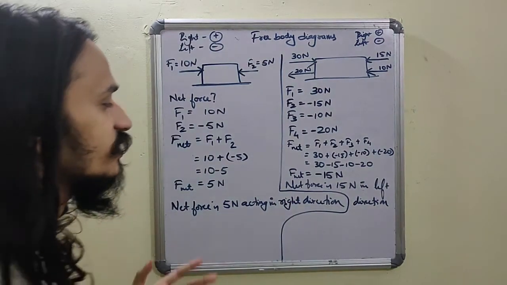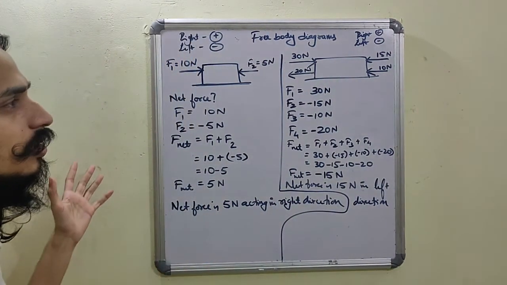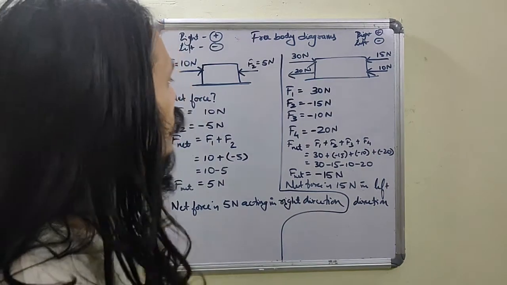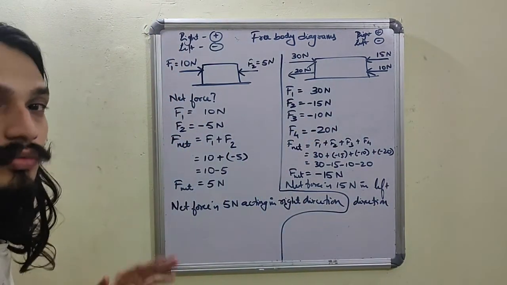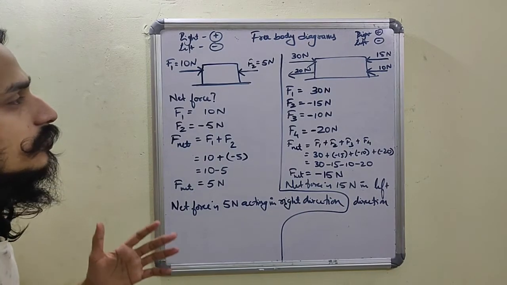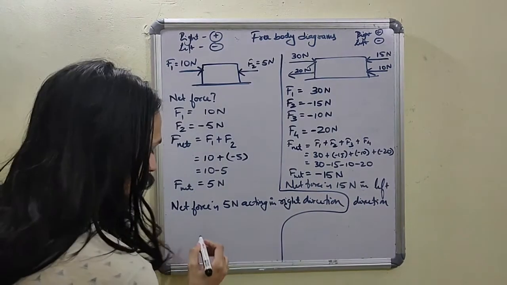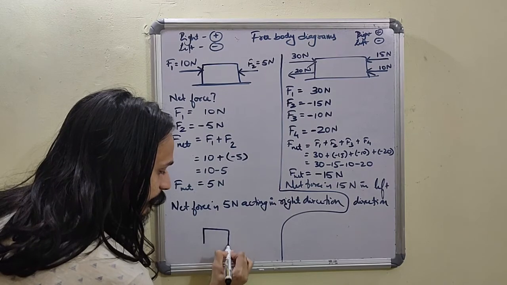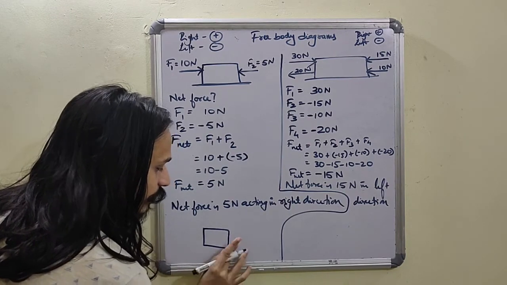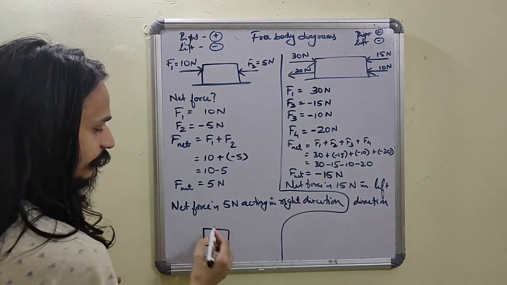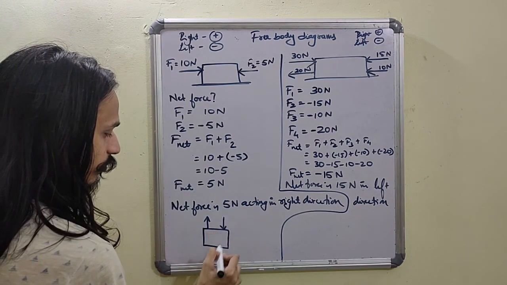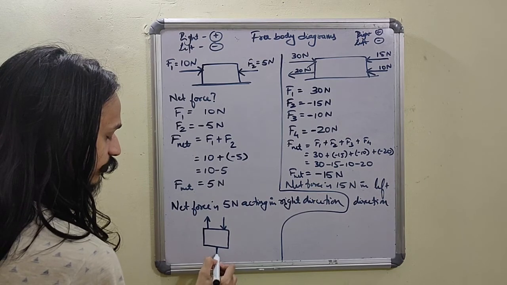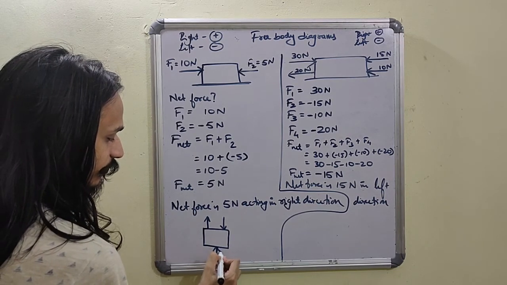So it's a very simple topic, free body diagrams. Like how we have seen left and right, we can also do up and down. So you can probably try an example. I'll give you one right here with up and down instead of left and right. The method is the same. We take one as positive, one as negative.